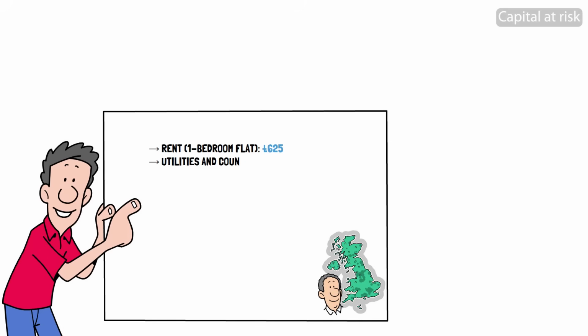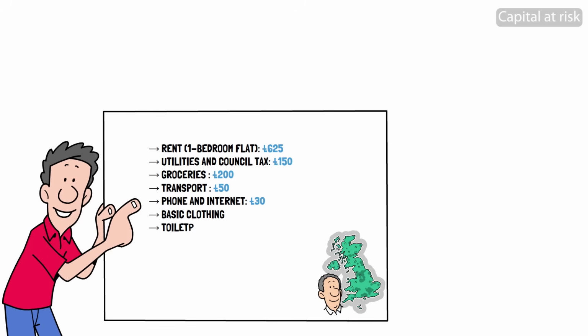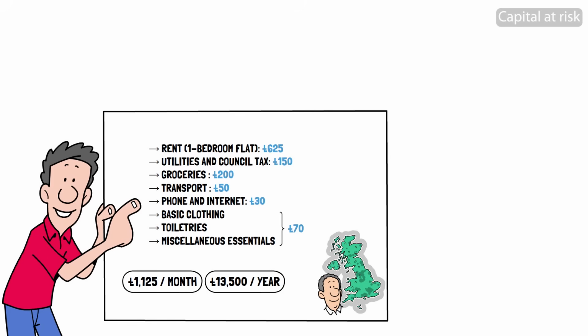Utilities and council tax, £150. Groceries, home-cooked meals, bulk buying where possible, £200. Transport, monthly bus pass or minimal car usage, £50. Phone and internet, £30. Basic clothing, toiletries and miscellaneous essentials, £70. So that totals £1,125 per month, or £13,500 per year. It's not luxurious, but it covers everything you genuinely need to live securely and with a level of self-respect.